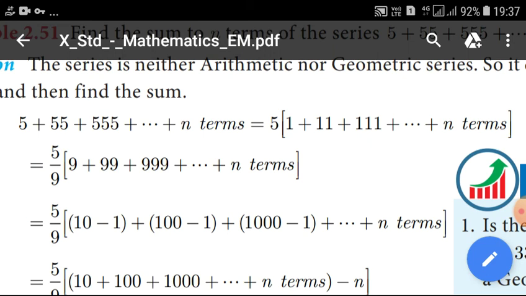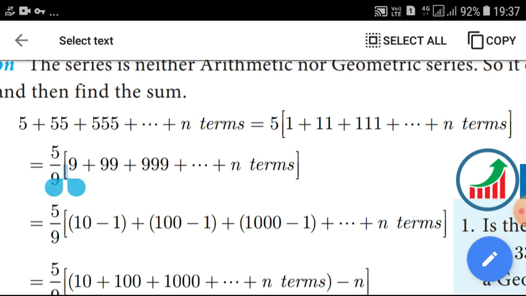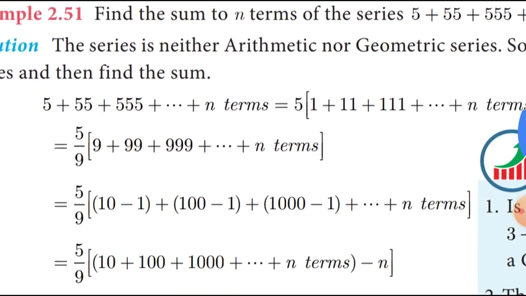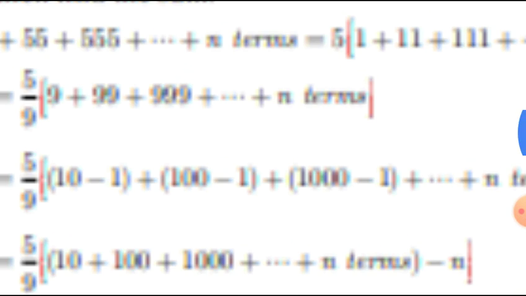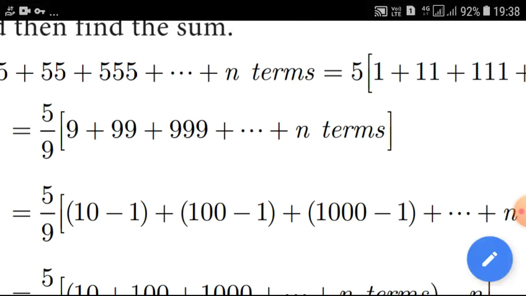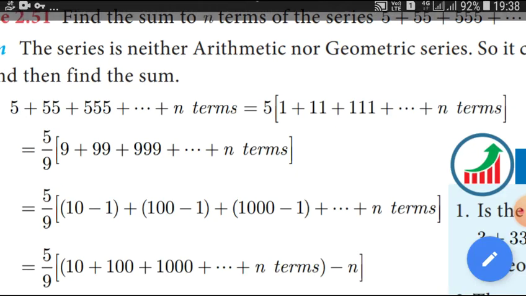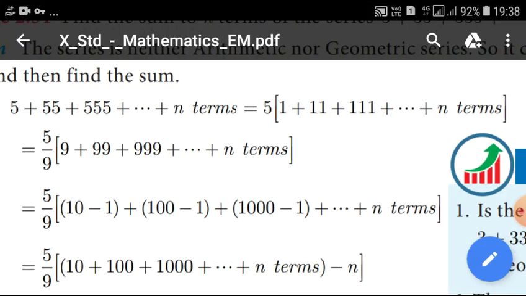Now in the numerator and denominator we can multiply by 9. The 9 comes into the denominator, and in the numerator if you multiply by 9, the series 1 plus 11 plus 111 becomes 9 plus 99 plus 999 plus up to n terms. Then we can write 9 as 10 minus 1, and 99 as 100 minus 1, and 999 as 1000 minus 1, plus up to n terms.